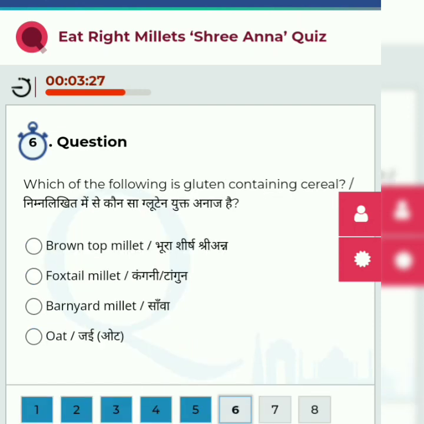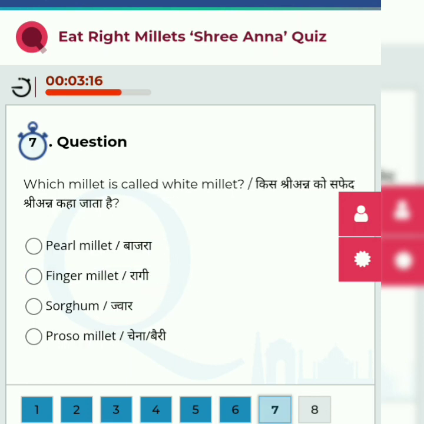Which of the following is gluten containing cereal? Browntop millet, foxtail millet, barnyard millet, oat. Which millet is called white millet? Pearl millet, finger millet, sorghum, proso millet.